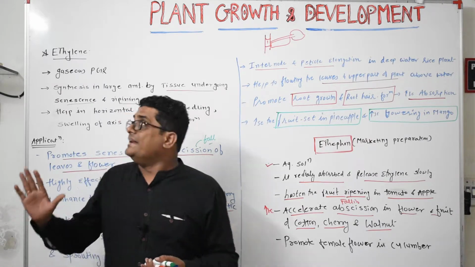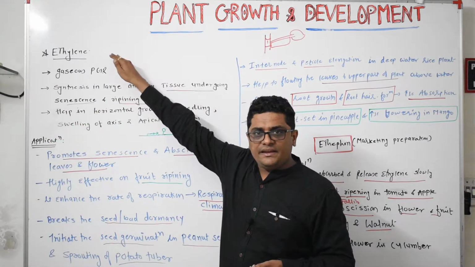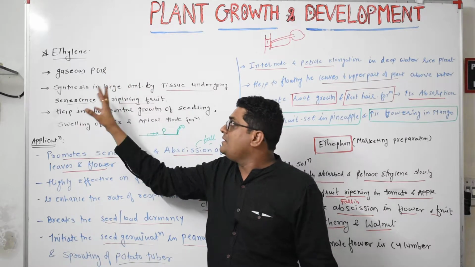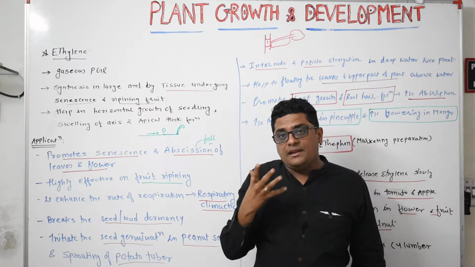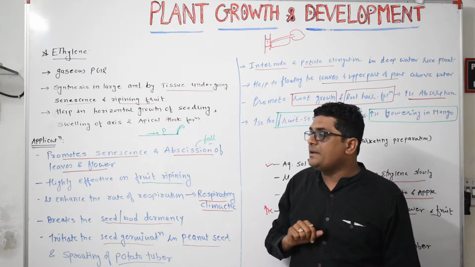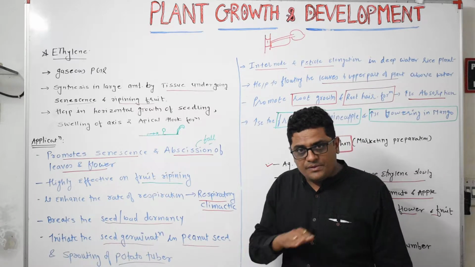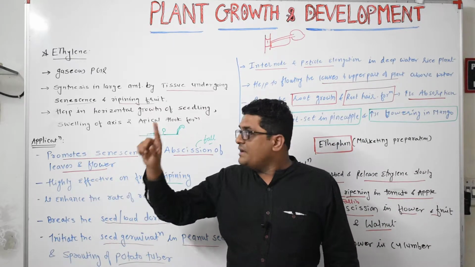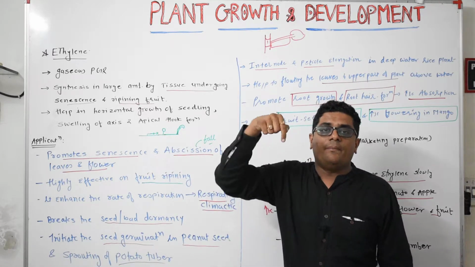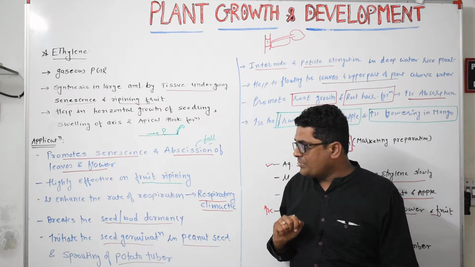Okay, so let us discuss ethylene again. Ethylene is a gaseous plant growth hormone. Second point, ethylene is found in large amounts in tissues undergoing senescence and in ripening fruit. Ethylene is responsible for the horizontal growth of the seedling. It helps in swelling of the axis. Also, it helps in apical hook formation.